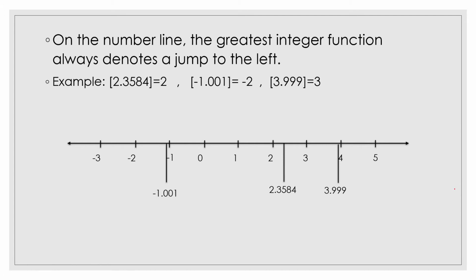On the number line, the greatest integer function always denotes a jump to the left. For example, we can plot 2.3584 somewhere over here. So, with a jump to the left, we land on 2, which is the answer. We can plot minus 1.001 somewhere over here and a jump to the left will lead us to minus 2. Similarly, the answer for the greatest integer function of 3.999 will be 3.